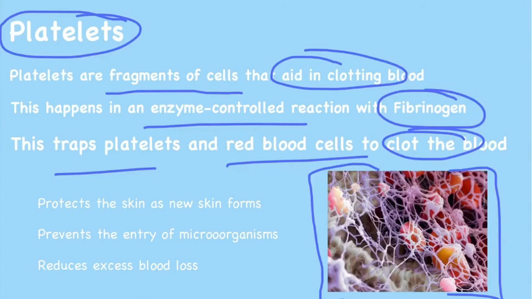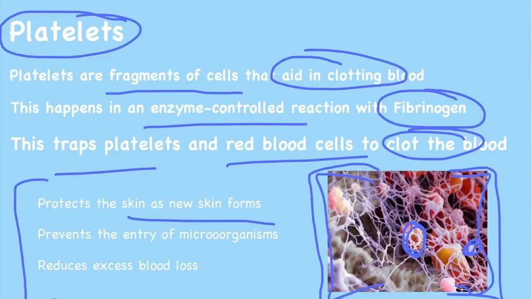So you'll see that our red blood cells here and our platelets right here have all been trapped inside of this spiderweb-like mesh. And by clotting the blood in this way, we do three main things. It protects the new skin as the new skin forms. So you can imagine that if we get cut, our body has to repair itself, and this provides quite a lot of protection whilst that's happening.